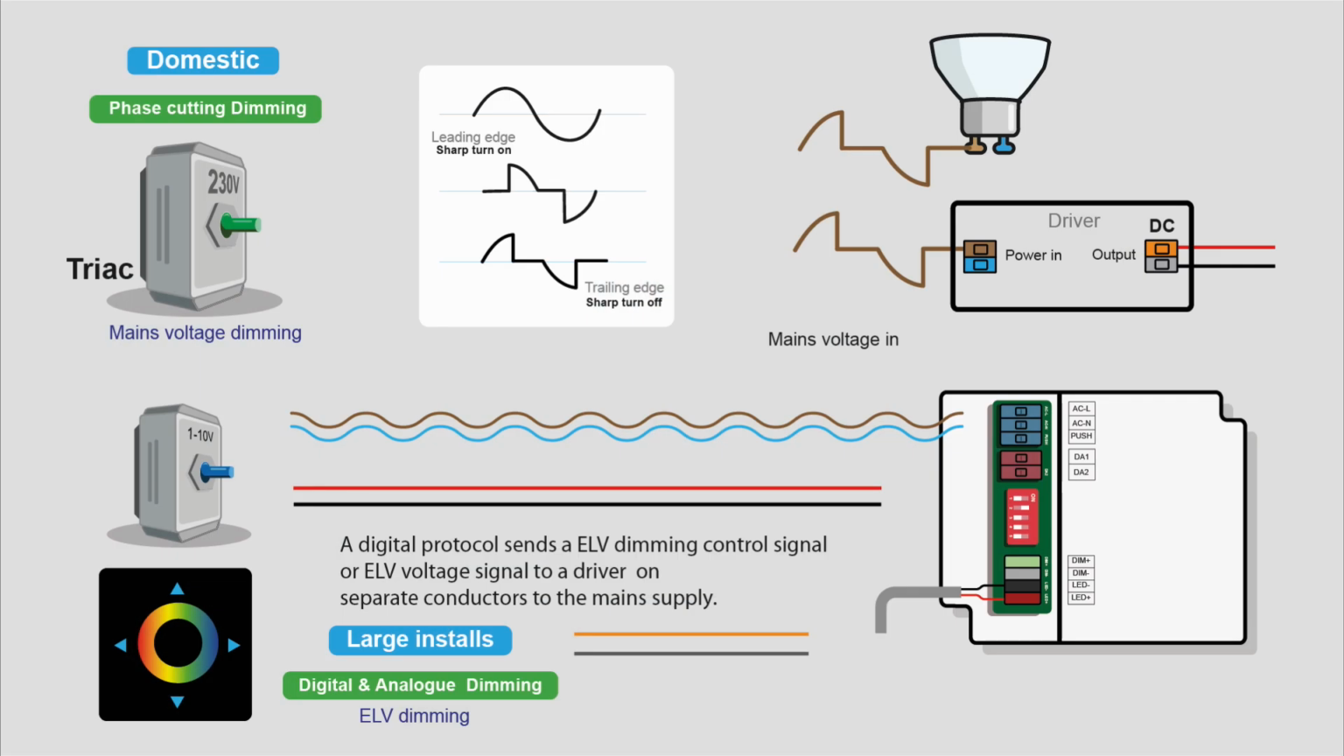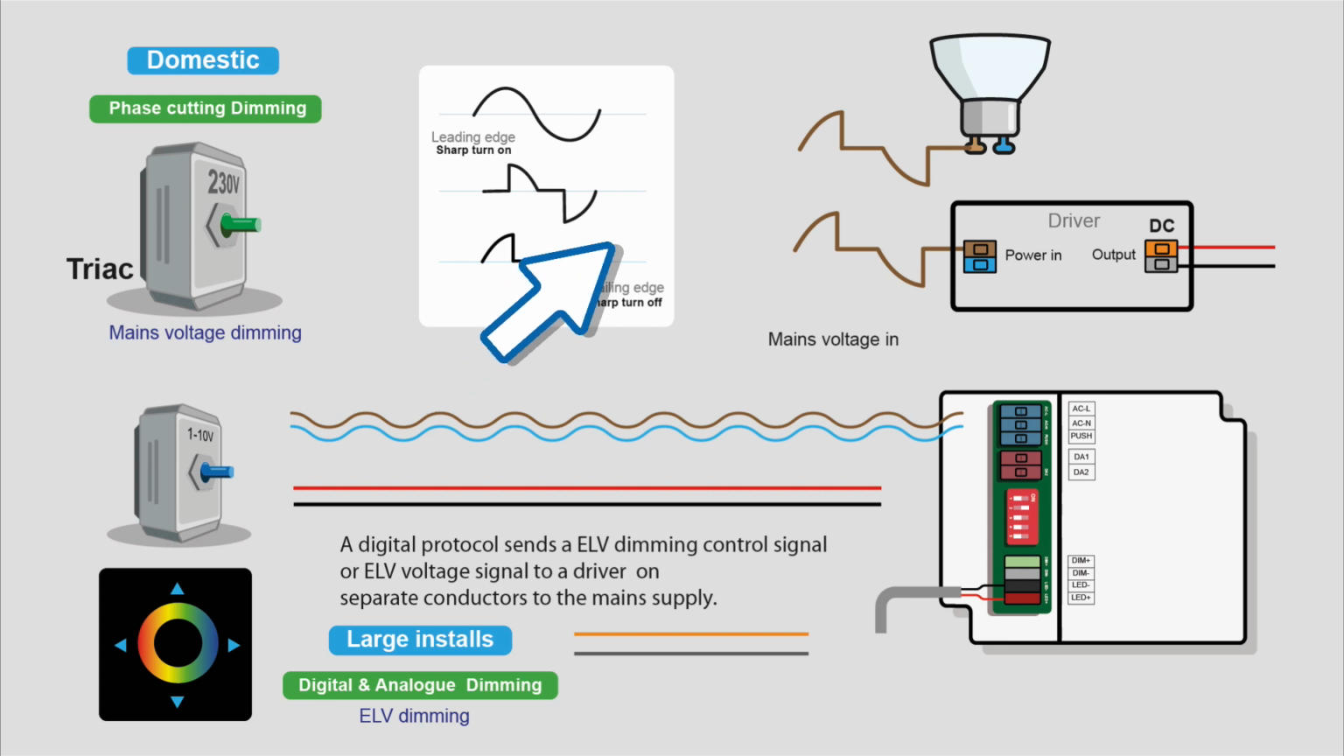Domestically, it's generally phase cutting dimming, mains voltage dimming, our little dimmer module in the wall switch. That's actually chopping out bits of the sine wave. Two basic types, leading edge and trailing edge. The leading edge cuts off the beginning of the sine wave. Trailing edge cuts off the trailing edge of the sine wave. LEDs seem to prefer having the trailing edge cut because you've got a smoother initial startup.